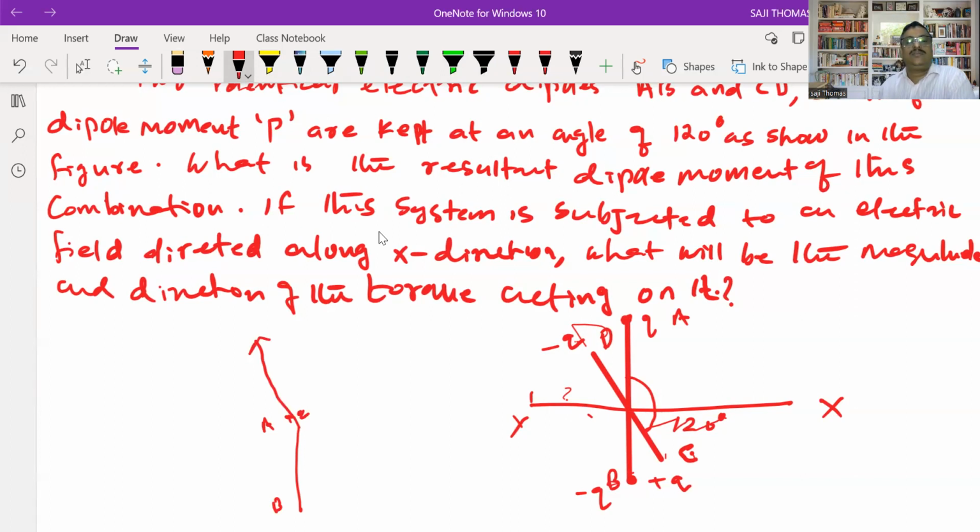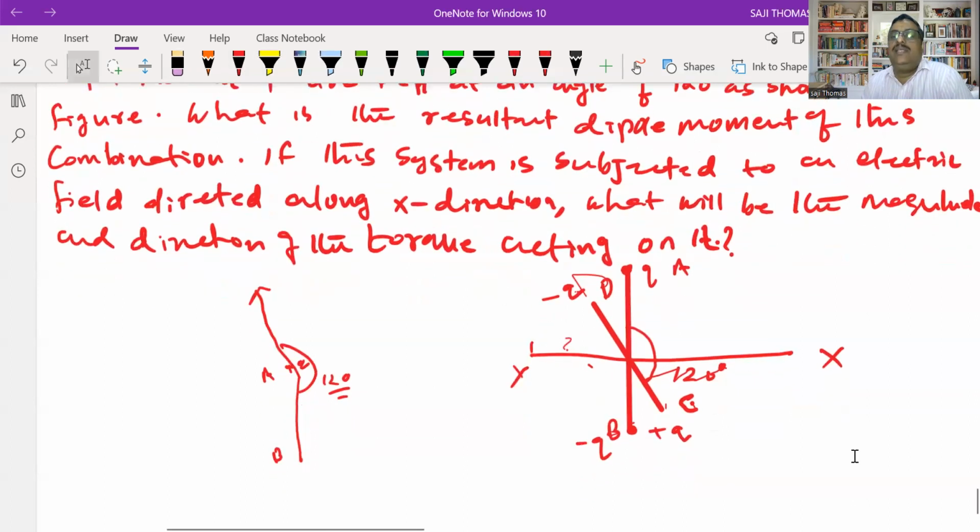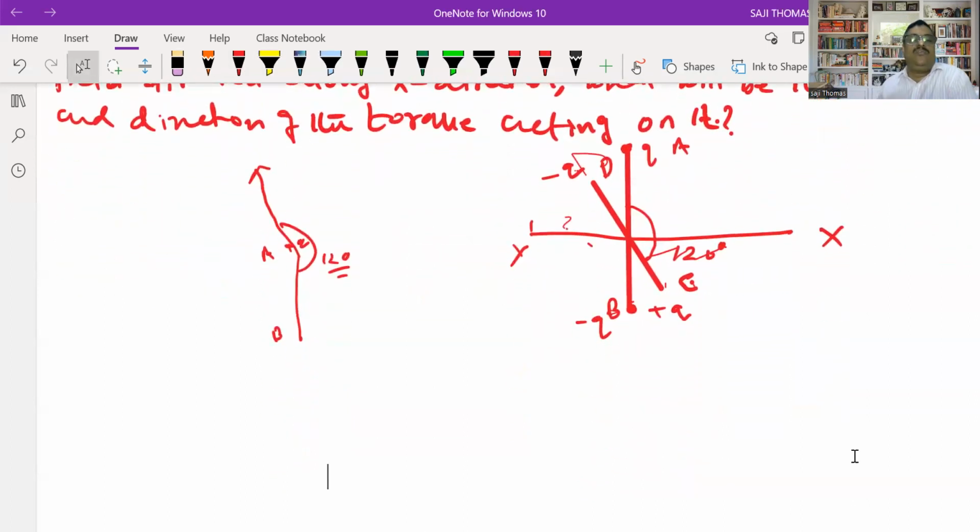Okay. So the angle between them is 120 degrees. When two vectors are inclined at an angle, how can you find the resultant? There is an equation. What is the equation for the resultant of two vectors? You have learned the parallelogram law of vector addition. This diagram is wrong.